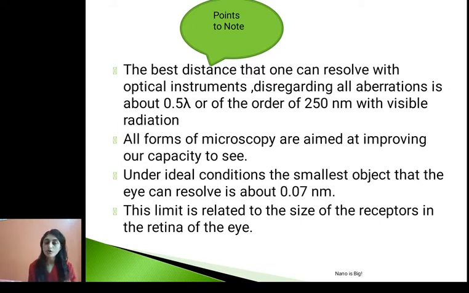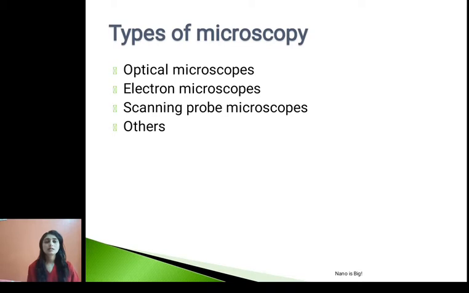All forms of microscopy are aimed at improving our capacity to see, and under ideal conditions, the smallest object that the eye can resolve is about 0.07 nanometer. Now this limit is related to the size of the receptors in the retina of the eye. Types of microscopy include optical microscopy, electron microscopy, scanning probe microscopy and others.